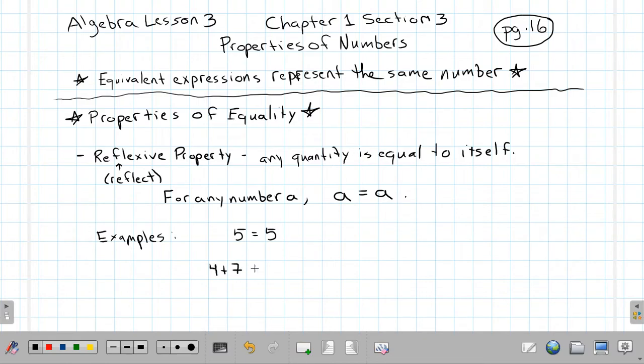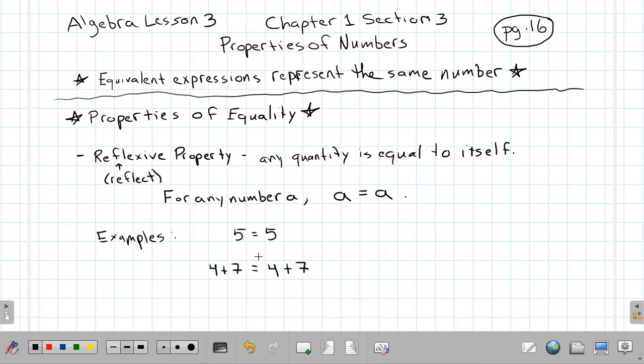Okay. But this also works with just expressions. So if we have 4 plus 7, okay, well, that's the same as 4 plus 7. So if something's on one side of the equal sign, it's equal to itself on the other. And that is the reflexive property. And this is honestly one of the easier ones because, once again, if you think of the word reflect, when you talk about reflexive, once again, you've got something on one side is equal to itself on the other. Okay?